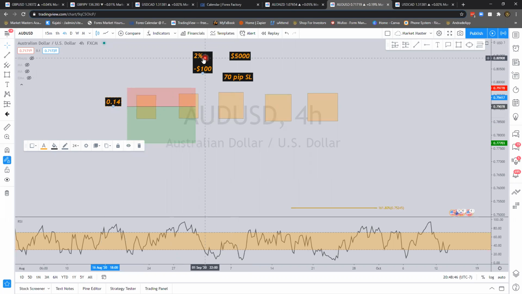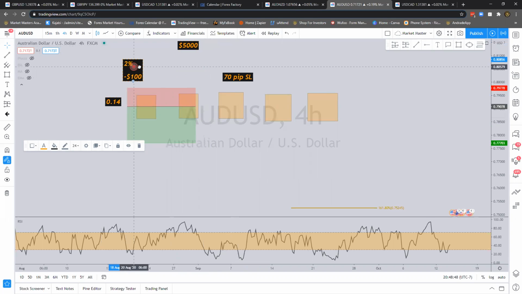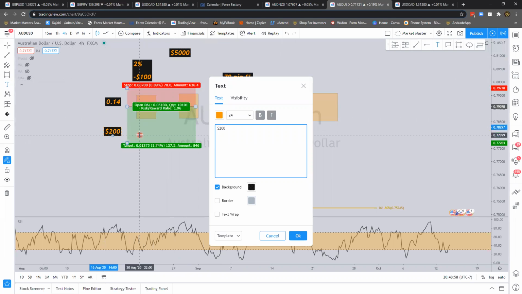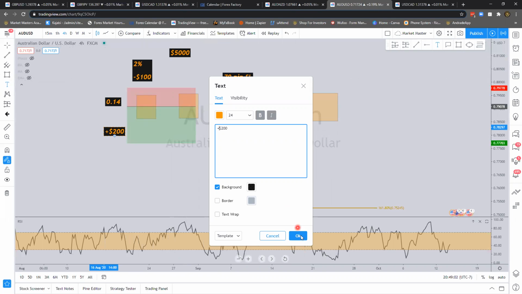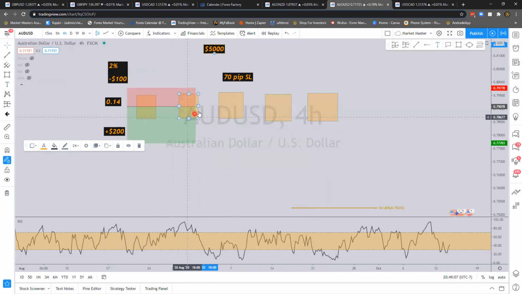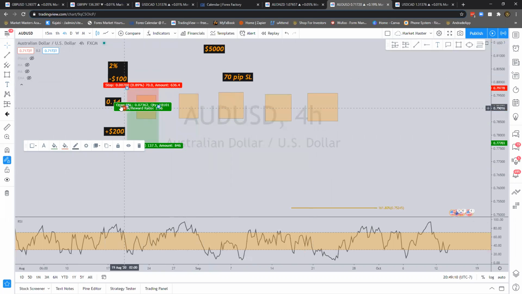So this means if this is a $5,000 account, you do 2%, you're possibly going to lose $100 on this trade. But if you win the trade, you're going to make somewhere around 200 on your account. Okay, and this is just for one trade. Let's say you do this for all 5 trades, and if you did win all 5 trades, it's this exact same 2%.